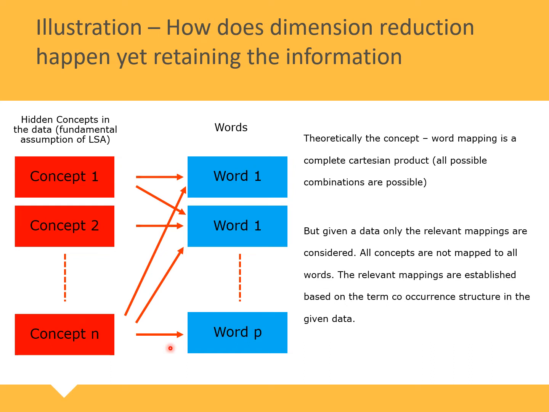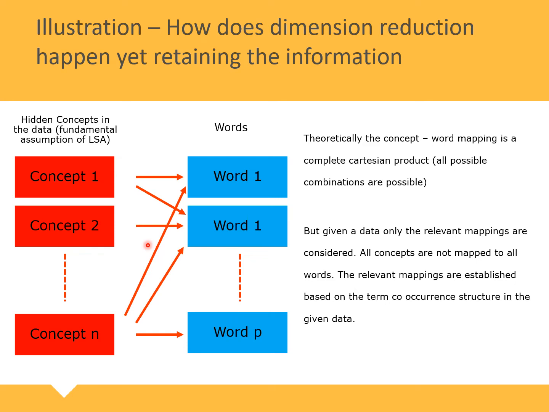And had that been the case, doing something like an LSA would have been futile, right? Because the idea here is that some of the words co-occur together more often than not, and these are contextually related words, and they lead to the definition of the concepts. So, given a data set, all of these mappings are not very prevalent. It's only some of these mappings which are prevalent. So we will have a set of words which are contextually related, and that will be linked to concept one, and then we can have another set of words which are contextually related, and they will be mapped to some different concept, and so on and so forth.